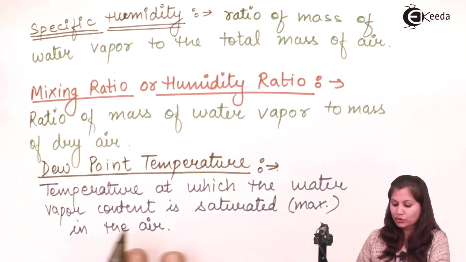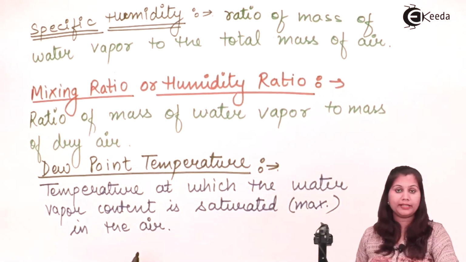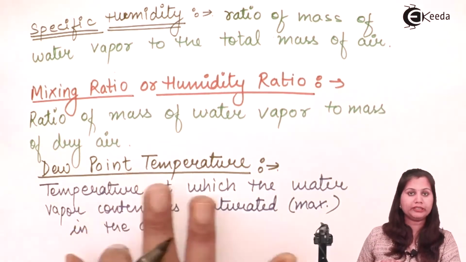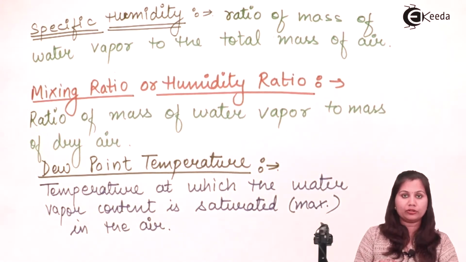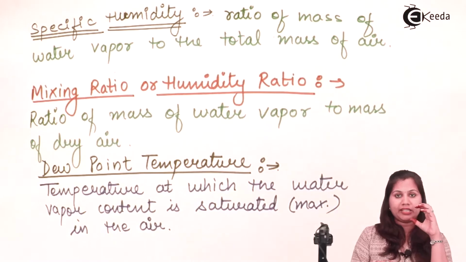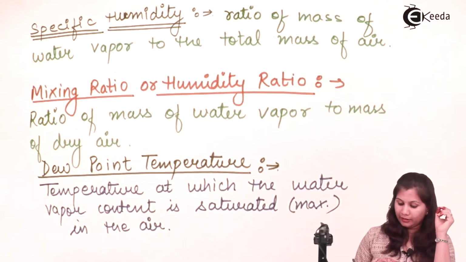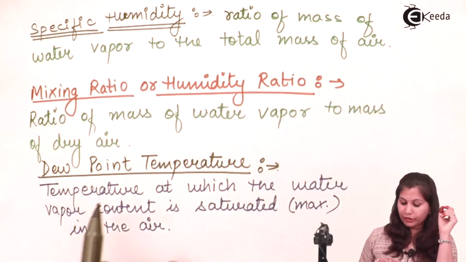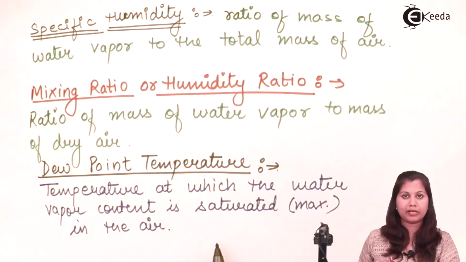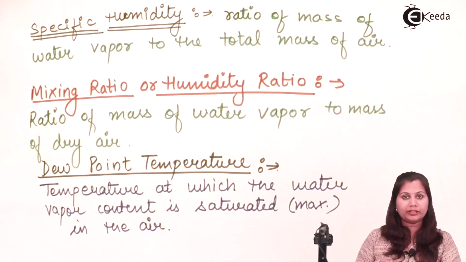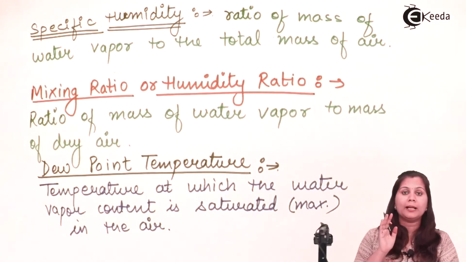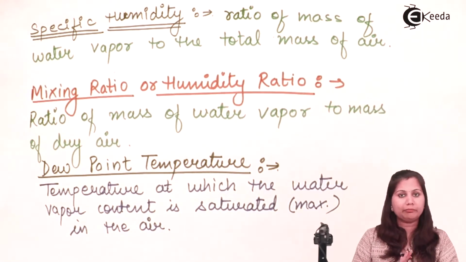So the temperature at which the water vapor content is saturated, or is maximum in the air, is the dew point temperature. Relative humidity is also related with temperature. If we say that the air has 100% relative humidity, it means that the maximum humidity is present, and that temperature is called the dew point temperature. So relative humidity of 100% means that the air is saturated, it has the maximum amount of water vapor content present in it.